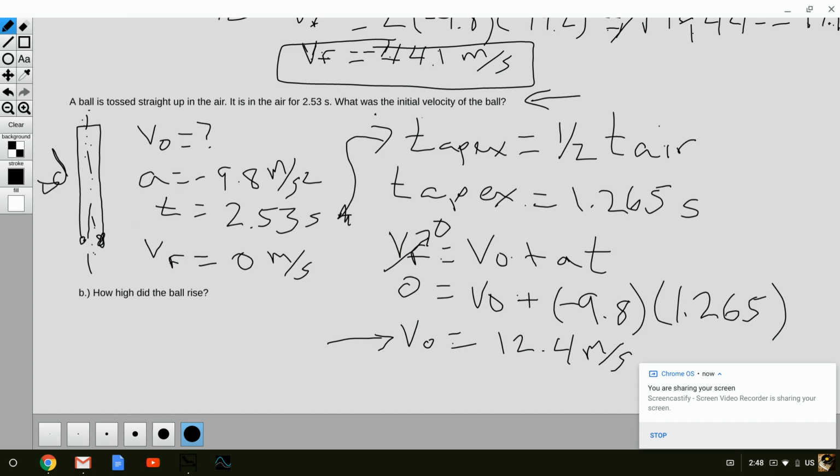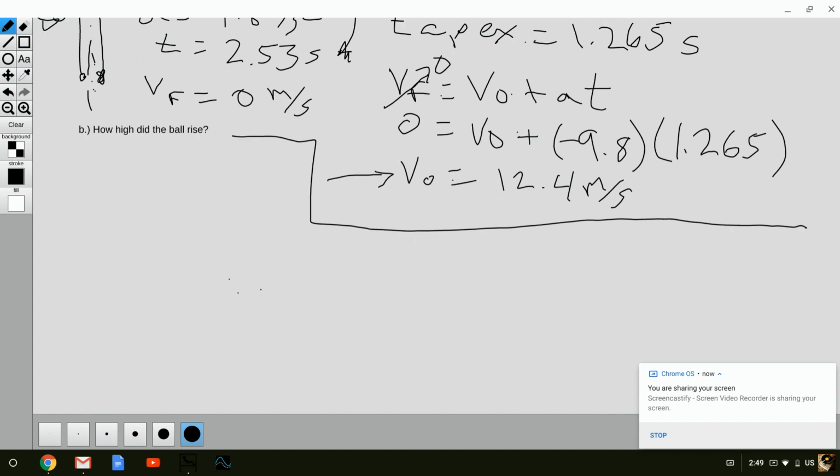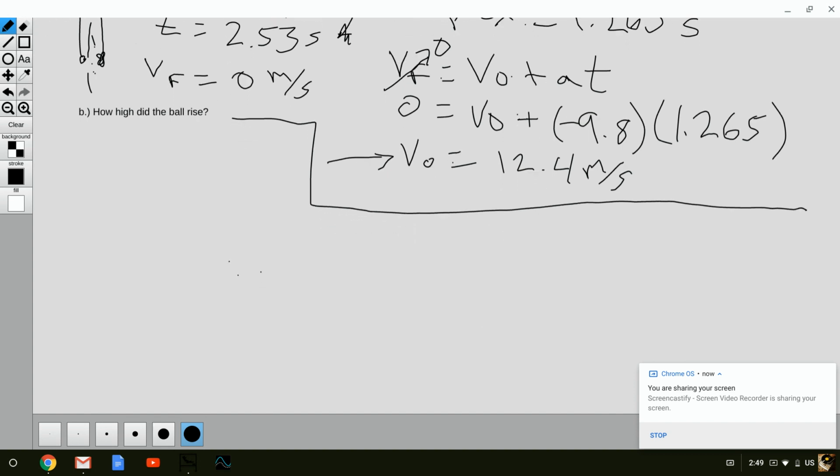Now, let's take a look down at the second part here, if we can get it to scroll down. All right. There we go. The next question is, how high did the ball rise? Well, now that we know the initial velocity, we can use that as part of what we're doing. We know the time. We can solve for that pretty easily.